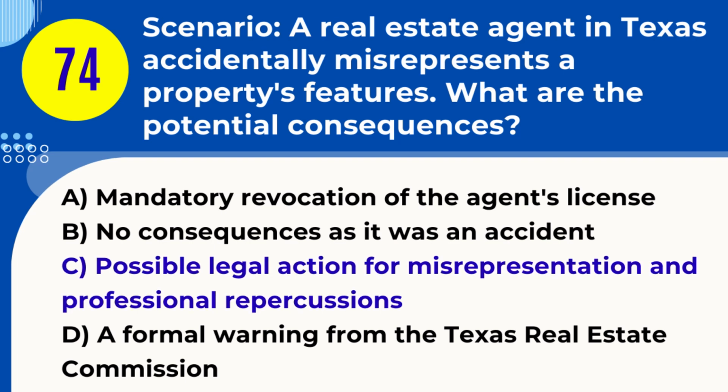Answer: C. Possible legal action for misrepresentation and professional repercussions. Explanation: If a real estate agent in Texas accidentally misrepresents a property's features, they could face potential legal consequences for misrepresentation, especially if it leads to a buyer's financial loss. Professional repercussions could include disciplinary action by the Texas Real Estate Commission and damage to the agent's reputation.